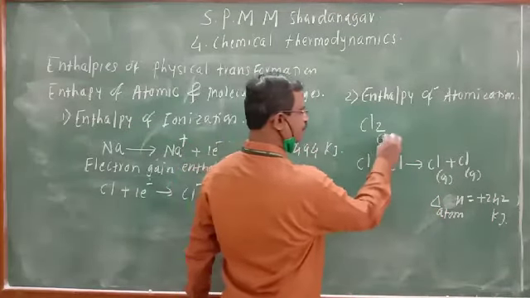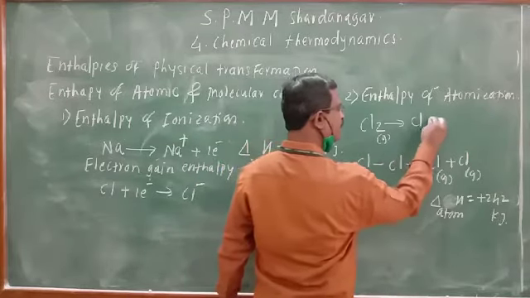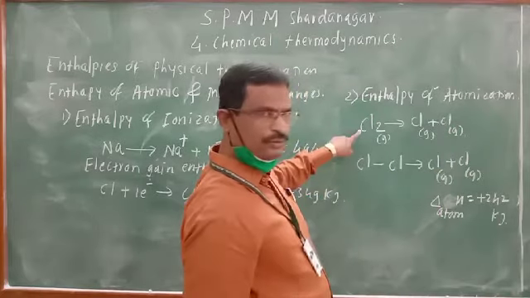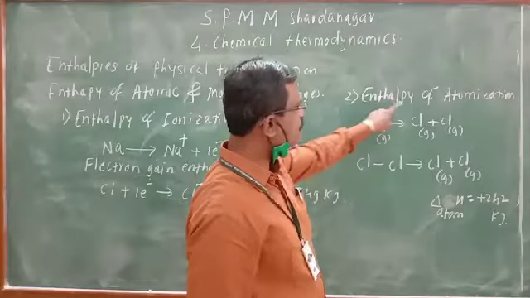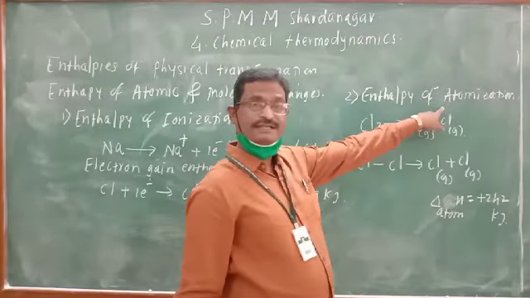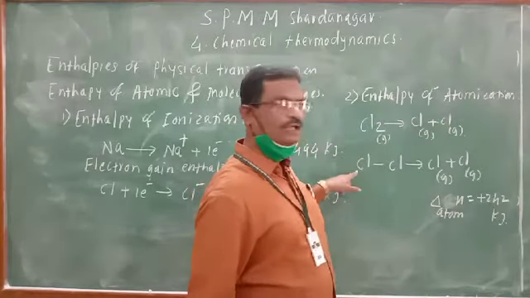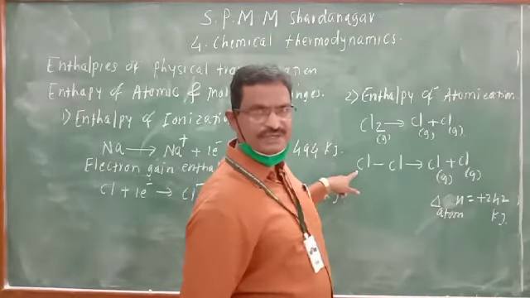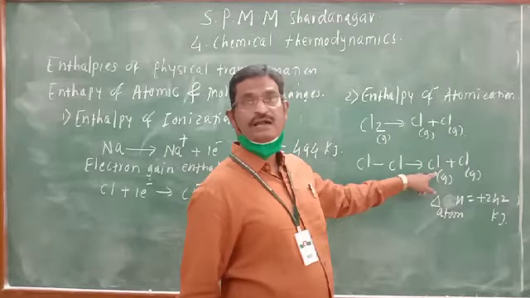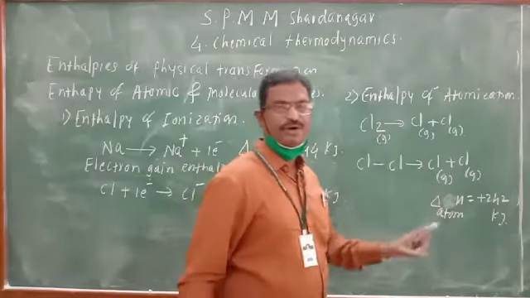This is a gas, chlorine gas, converted to atoms, Cl gas plus Cl gas. Molecule converted to atoms, so known as enthalpy of atomization. Enthalpy of atomization is the enthalpy change whenever all molecules present in one mole substance are converted to their atoms at constant temperature and pressure. That is about the enthalpy of atomization.